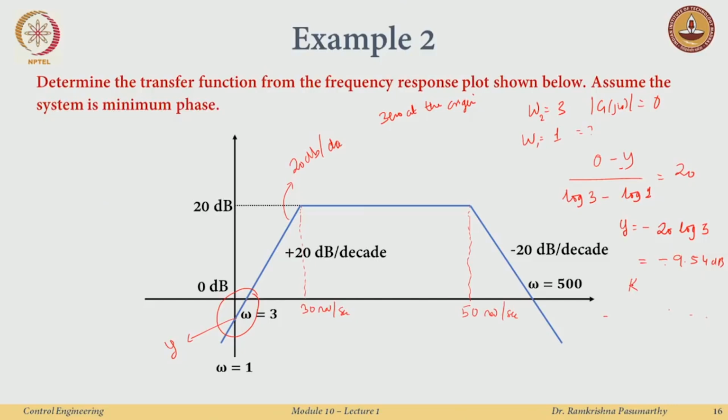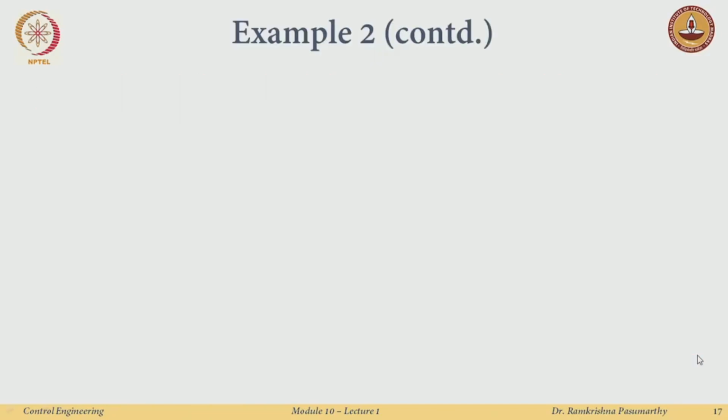Now I should find the value of the gain k. I compute it in the following way. At omega equal to 1, 20 log of k is minus 9.54, and this gives me a value of k as 0.33.